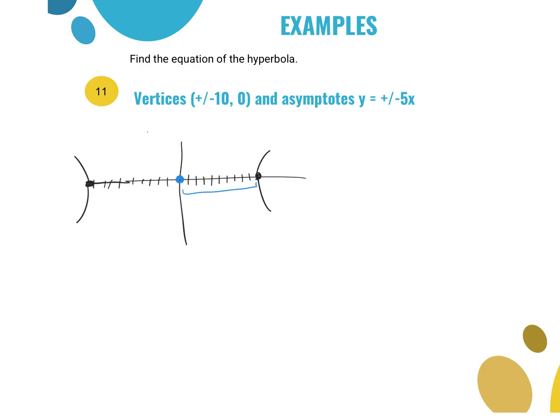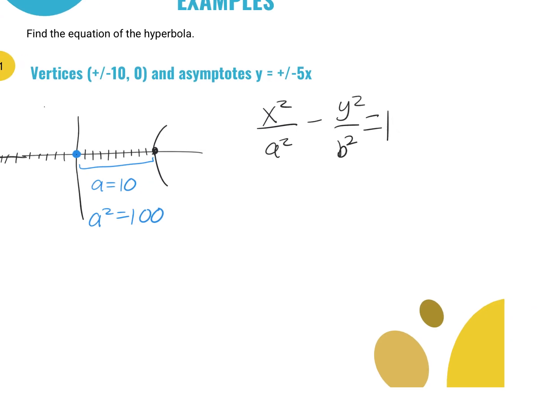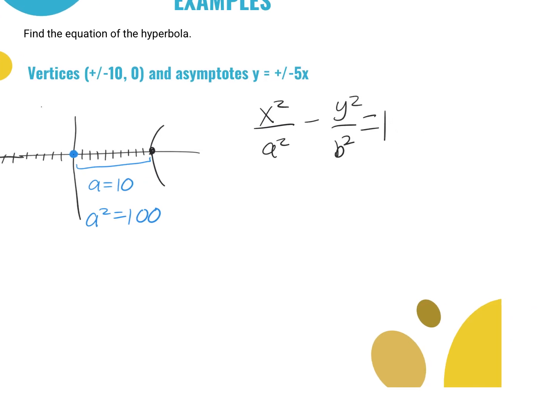And I do know that that distance is going to be 10, and that would make a squared 100, right? I also know that since it's opening left and right, it's going to be an x squared hyperbola, so it's x squared over a squared minus y squared over b squared equals 1. And then we just found a squared, so I'm going to replace it with 100.